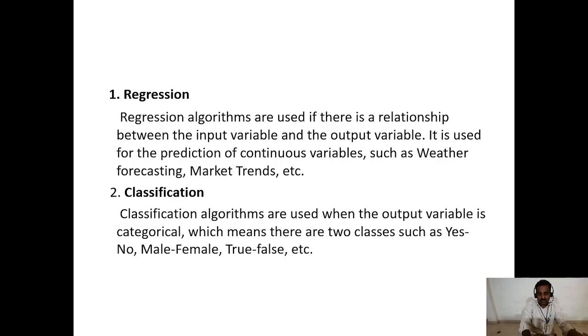So what is regression? In regression you have to use the regression algorithm if there is a relation between input and output variables. For example, in regression you have to use continuous variables, such as weather forecasting and marketing, etc. Whereas classification is used when the output variable is categorical, meaning it contains only two classes, whether yes or no, true or false, or fail or male. So this is nothing but classification.